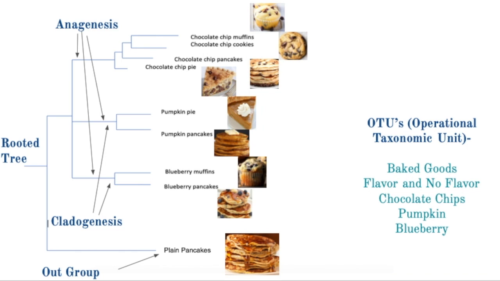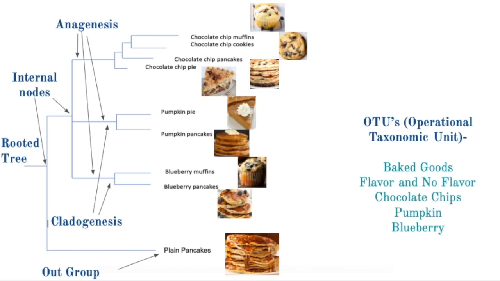Cladogenesis is represented by the external nodes here, where they split off into different species. They were all related and then break off to create two different ones. For example, the pumpkin items and blueberry items, allowing them to evolve and change independently.